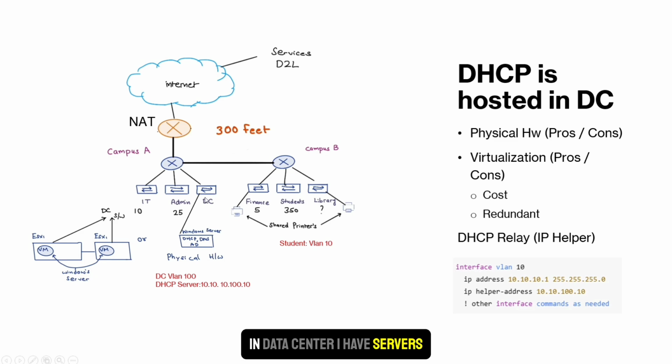Now, there are certain things in the data center. I have servers, and they have to be statically programmed. Now, another thing is when DHCP is hosted in the data center or my main rack, should I use a physical hardware or should I use virtualization?